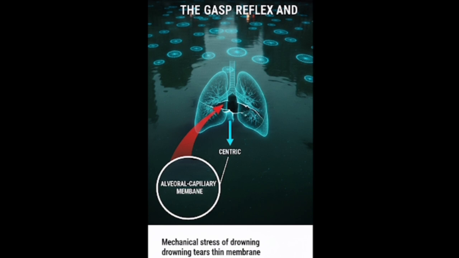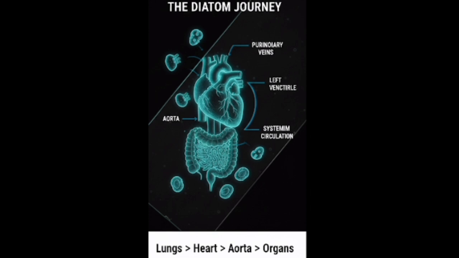It occurs when the membrane is somewhat 0.2 to 0.6 millimeter thick. Then under the mechanical stress of drowning, it tears, allowing the diatoms to pass from the lung to the pulmonary vein. Just imagine how painful the process of drowning must be for the person. Then finally the journey begins.